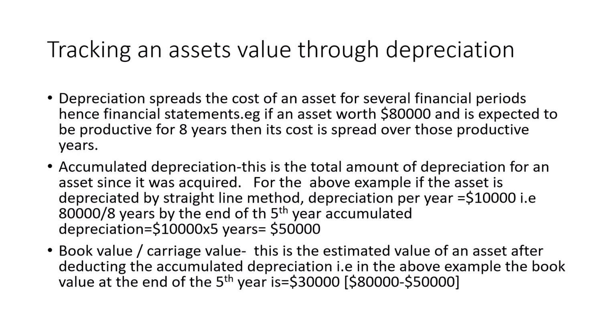What do you mean by book value or carrying value? This is the estimated value of an asset after deducting the accumulated depreciation. For example, in the above example, the book value at the end of the 5th year is $30,000. How do we get that? It is $80,000, you subtract the accumulated depreciation for the 5 years, which is $50,000.